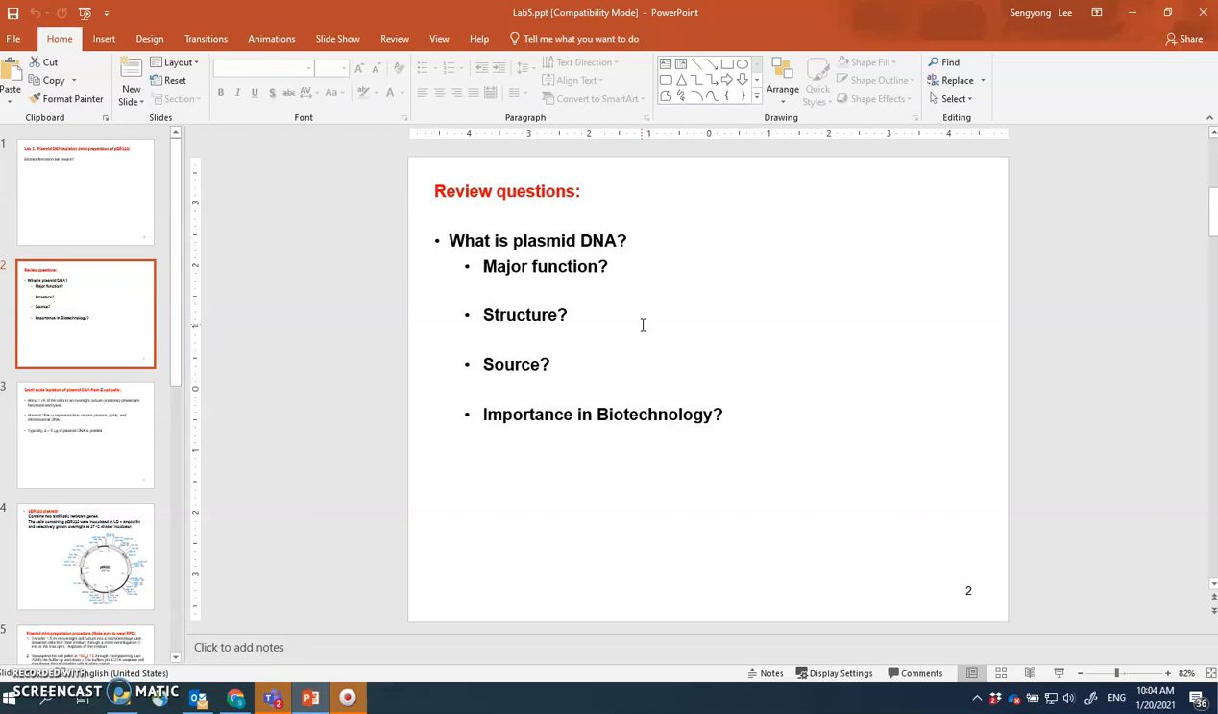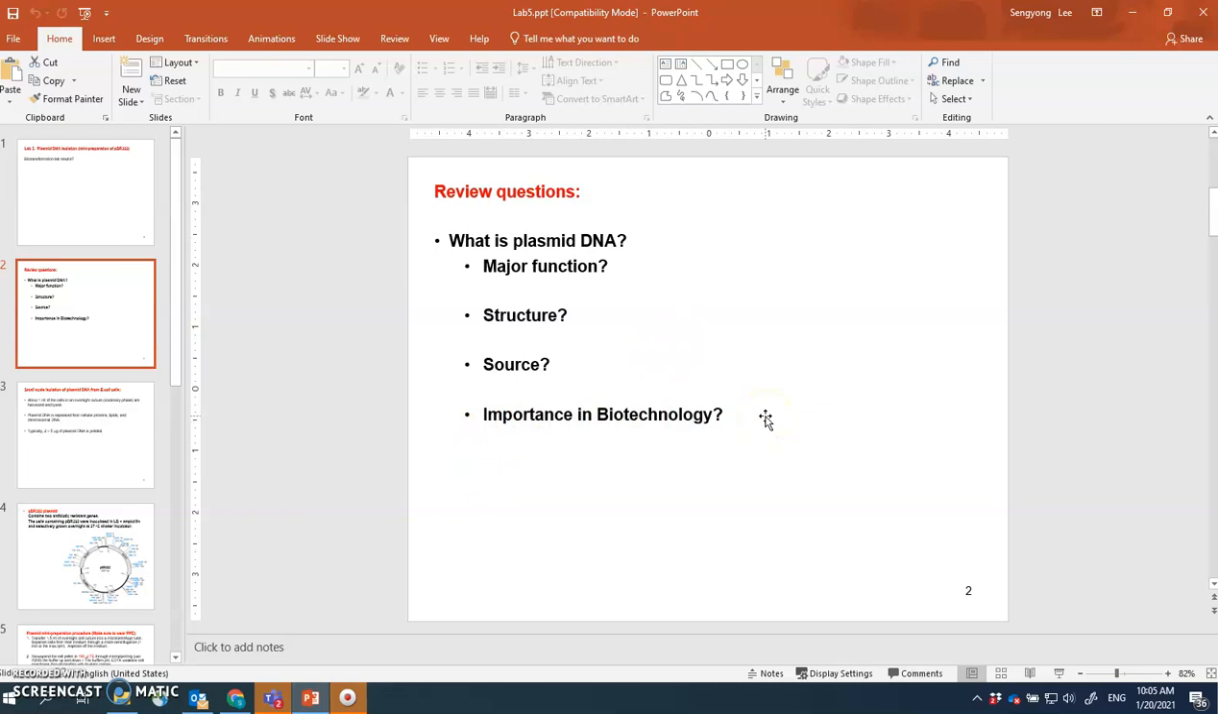Once they are taken up by a cell, they can stay there and then they can be replicated, depending on the copy number of plasmid. There may be tens of copies, there may be hundreds of copies per single cell. So there are multiple copies normally found in a single cell, copies of plasmid DNA. Okay. Oh, the last question, the importance in biotechnology.